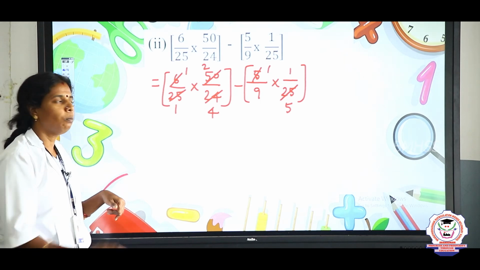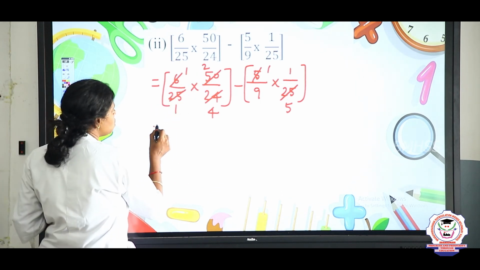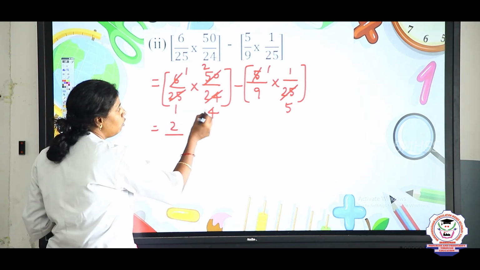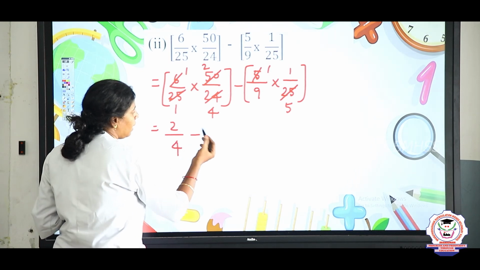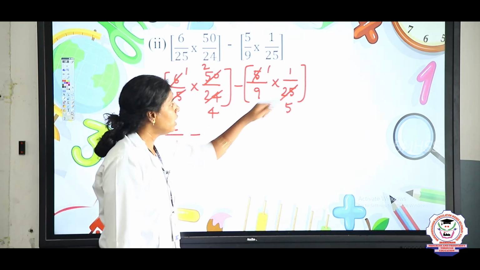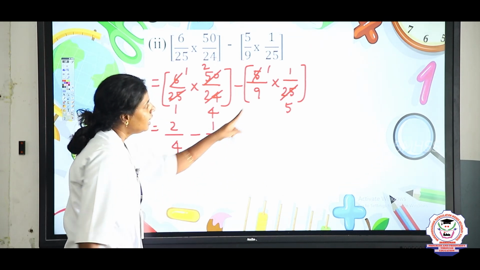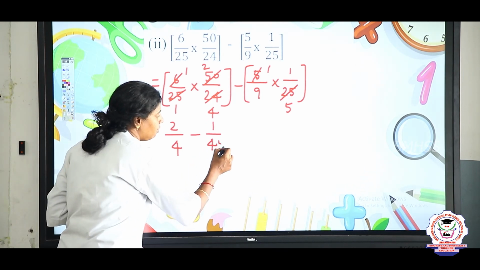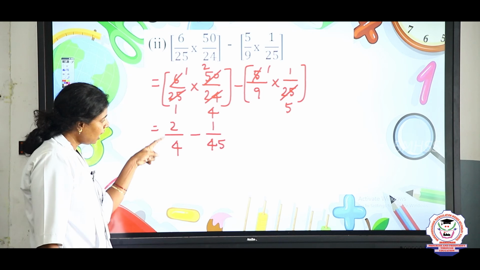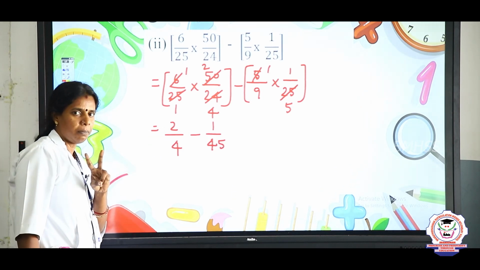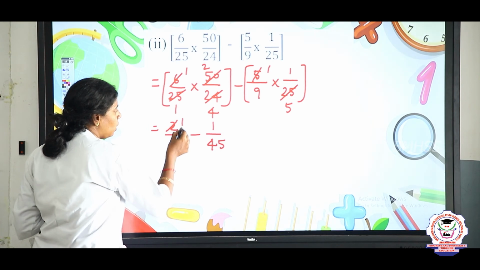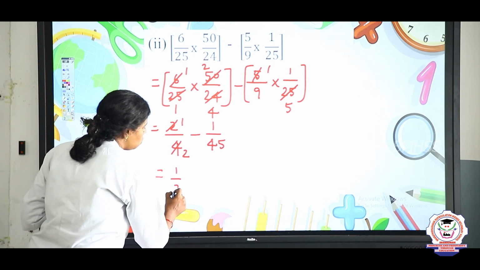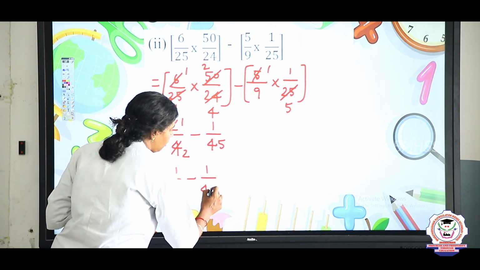Now, we can multiply the numerators and denominators. 1 into 2, 1 twos are 2 by the denominator 1 into 4, 1 fours are 4 minus, here 1 ones are 1 by 9 into 5. What is 9 fives? 9 fives are 45. Very good. See, here this numerator and denominator have a common factor in the 2 table, right? So, we can cancel this, 2 ones are 2, 2 twos are 4. Okay. So, the expression is 1 by 2 minus 1 by 45.